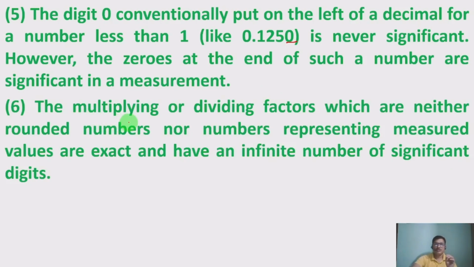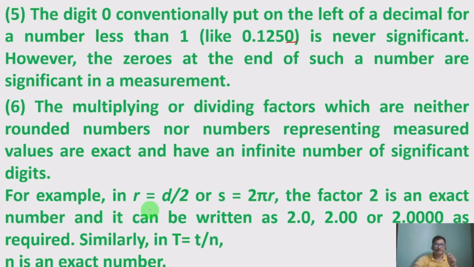Sixth observation is that multiplying or dividing factors which are neither rounded numbers nor numbers representing measured values are exact and have an infinite number of significant digits. For example, in radius r equal to d by 2, diameter by 2, or surface area equal to 2 pi r, the factor 2 is an exact number. The 2 is an exact number and it can be written as 2.0, 2.00 or 2.000 as required.